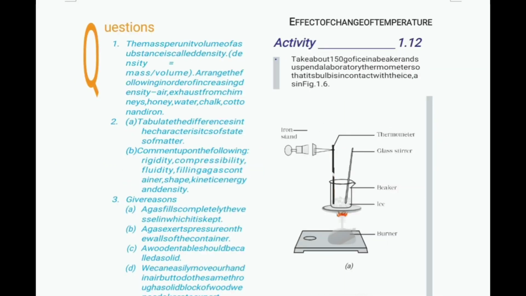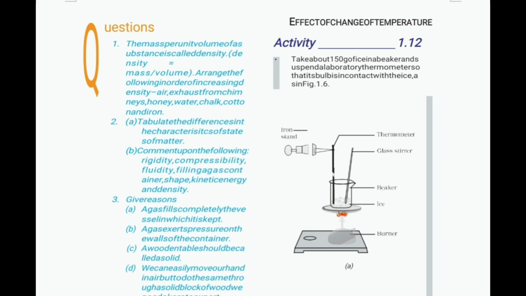Questions. 1. The mass per unit volume of a substance is called density. Density equals mass/volume. Arrange the following in order of increasing density: air, exhaust from chimneys, honey, water, chalk, cotton and iron. 2. A. Tabulate the differences in the characteristics of states of matter. B. Comment upon the following: rigidity, compressibility, fluidity, filling a gas container, shape, kinetic energy and density. 3. Give reasons. A. A gas fills completely the vessel in which it is kept.